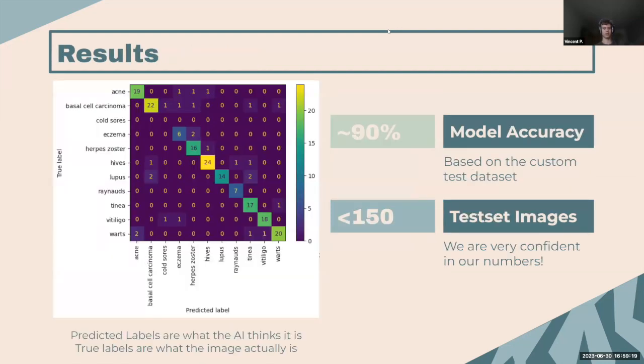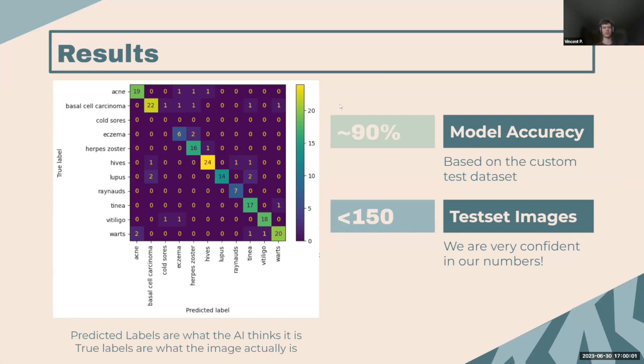Next slide. So our results. This is our confusion matrix, and if you don't really understand, don't worry. Basically, the y-axis is the true label, so what the image actually is, and the x-axis is the predicted label. What you want is a nice downward line, like a y equals negative x or something. You can see here that we do kind of have that, and it looks pretty good for the most part. Our model, based on our test data set, had around a 90% accuracy, and we had a little over 150 test set images. So it looked pretty good.